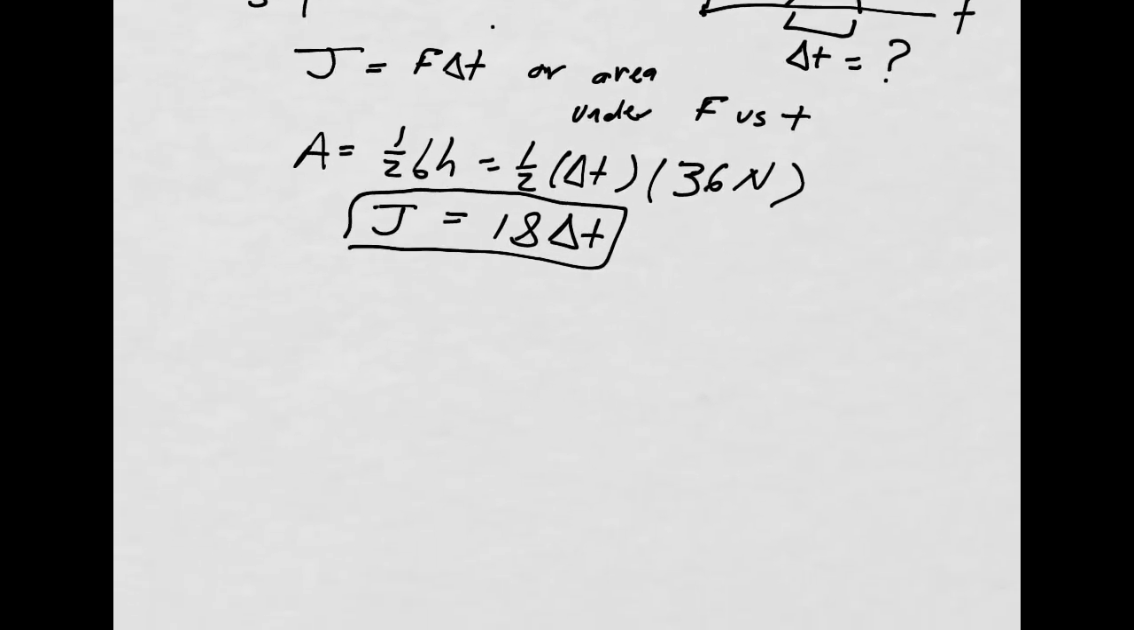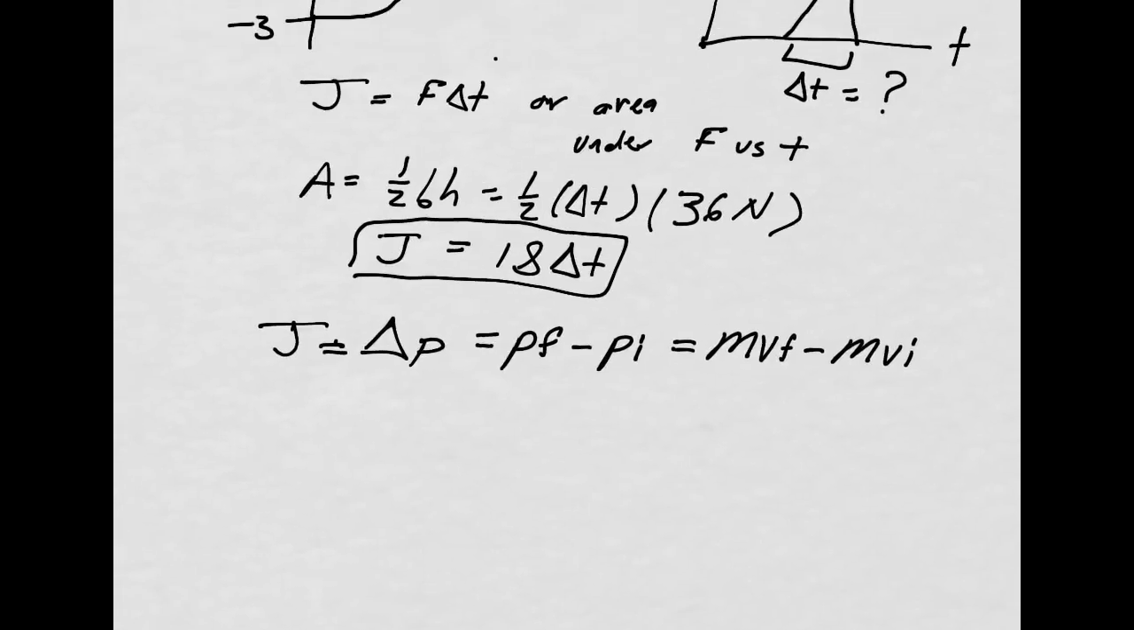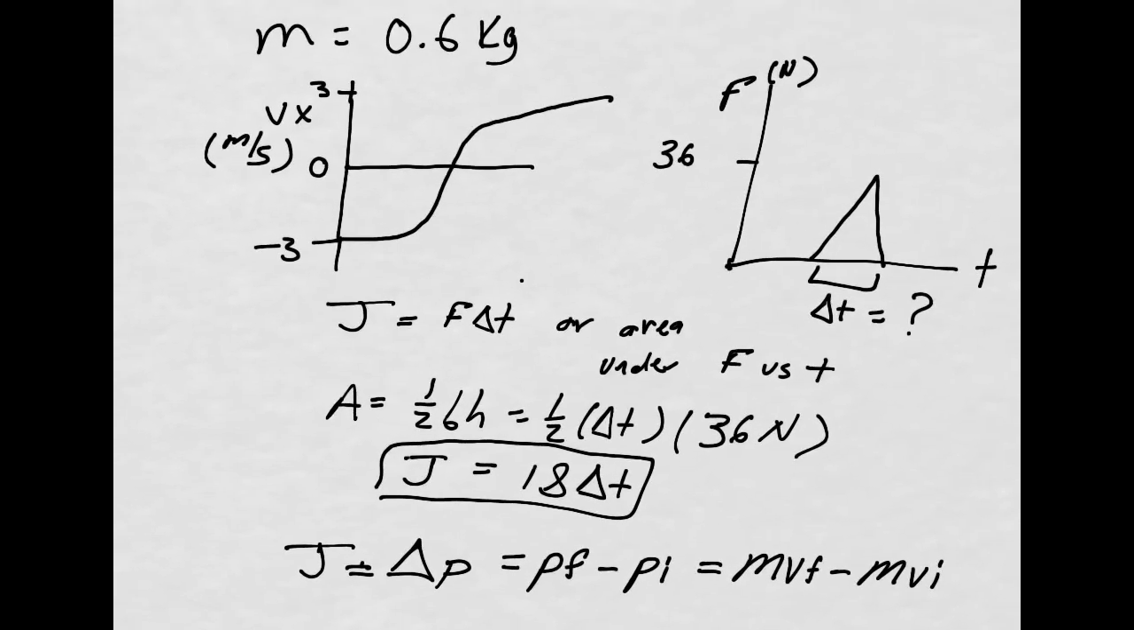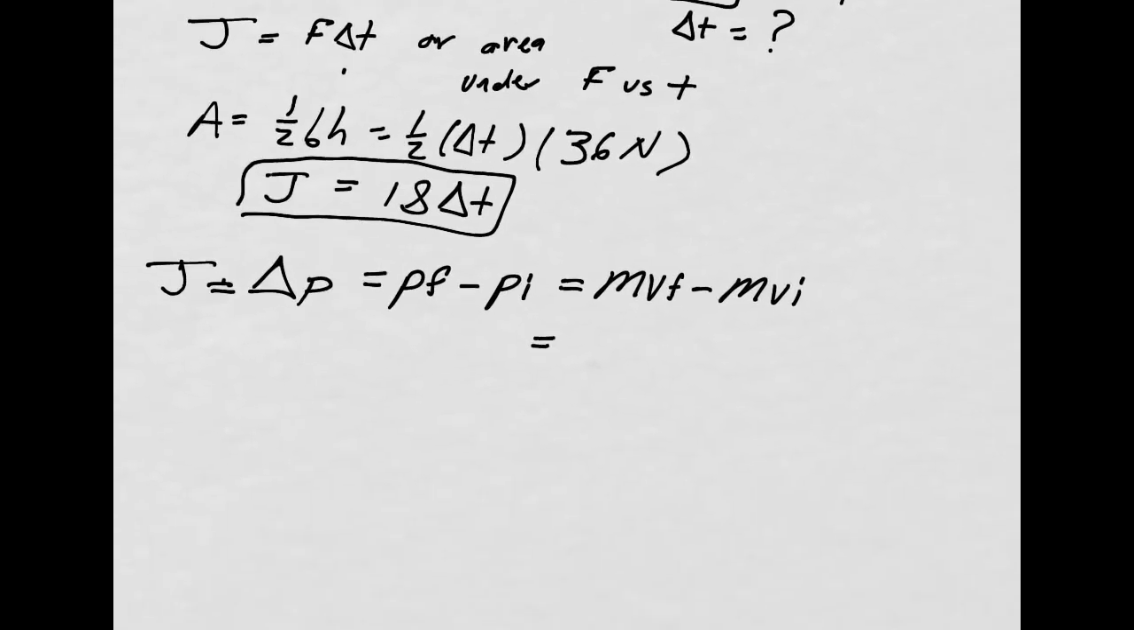So the other part of our equation for impulse is equal to the change in the momentum. So that is equal to Pf minus Pi, which is equal to mvf minus mvi. So if we look at our graph for velocity, our initial velocity, this means that vi is equal to -3 and Vf is equal to 3. So that means our mass is also 0.6. So 0.6 times 3 minus 0.6 times -3.